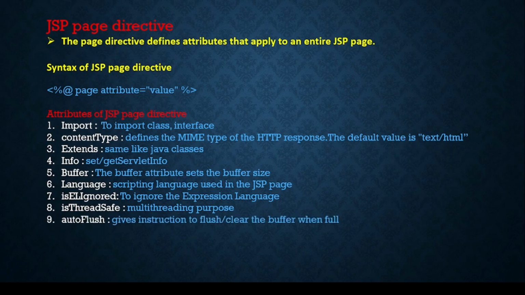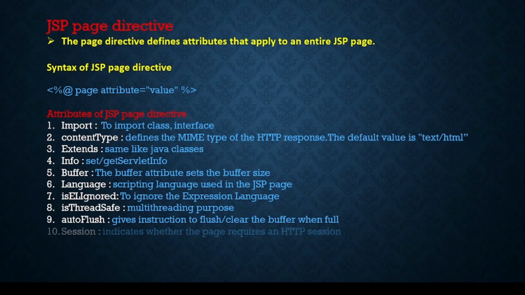So the ninth one is autoFlush. autoFlush gives the instruction to flush or clear the buffer when full. We have provided the buffer, so if you are using autoFlush as the attribute, it gives the instruction to the container that if the buffer we have provided is full, then it auto flushes and clears everything.